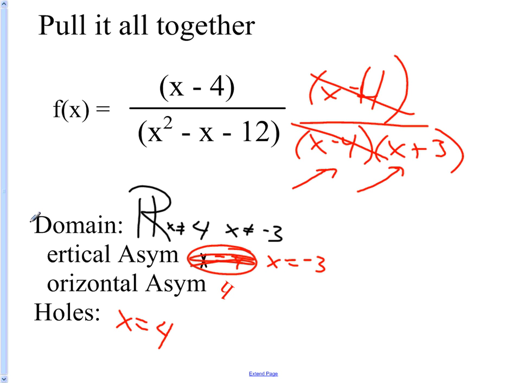All right, and then we'll do the horizontals. Bigger on bottom, bigger on top, same on both. This one is bigger on the bottom, and so it's a 0, y equals 0.